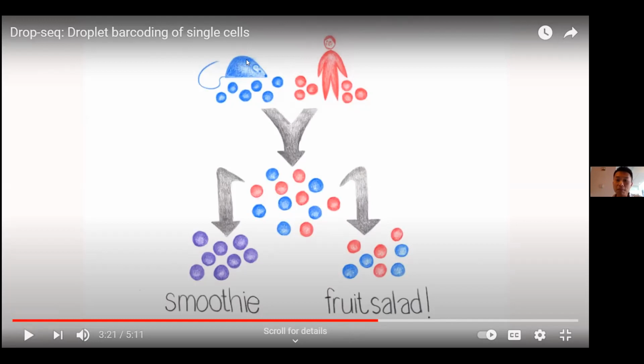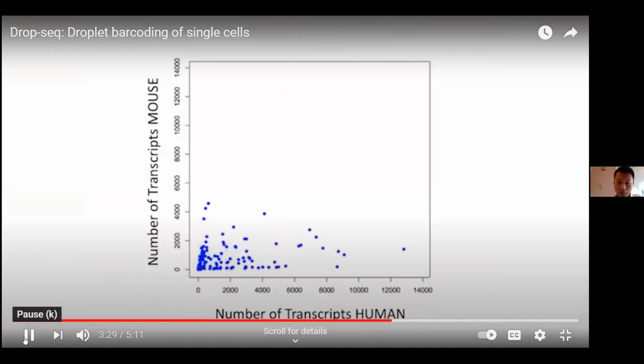If the transcripts are from just one species, then we've preserved the information about individual cells. In the first series of experiments we did, many of the cell barcodes we identified had mixtures of human and mouse transcripts.